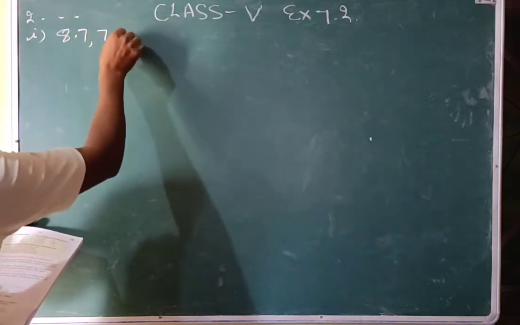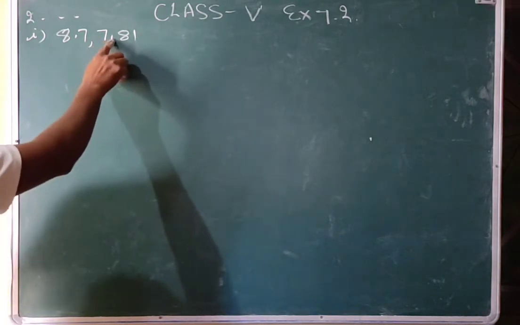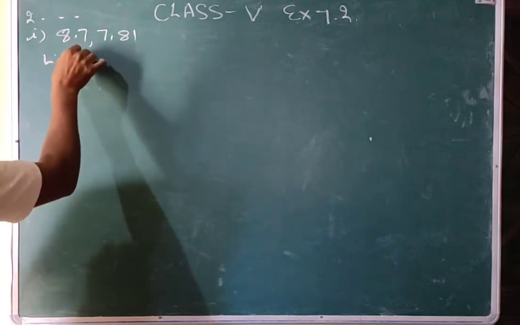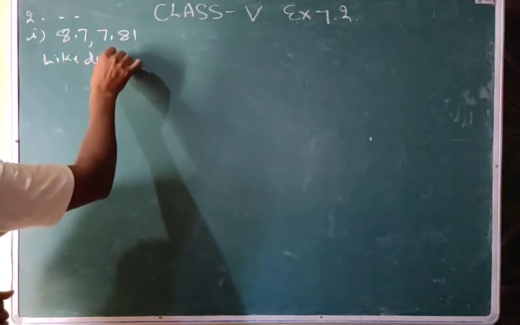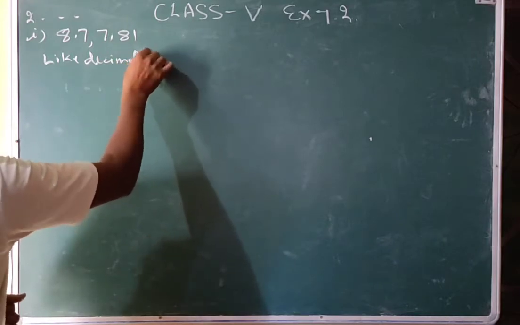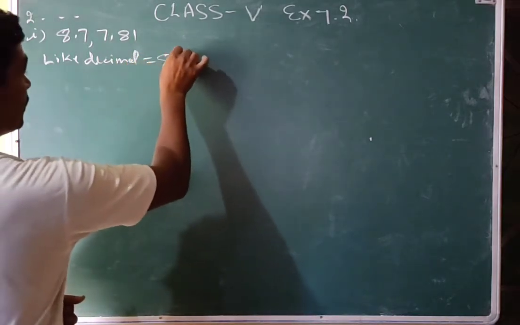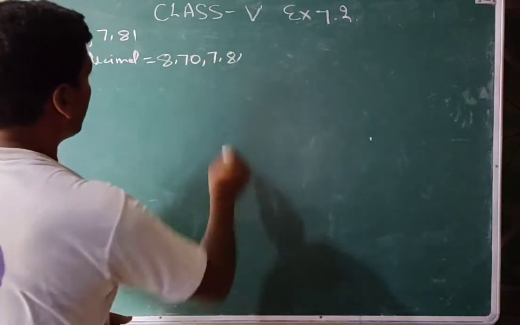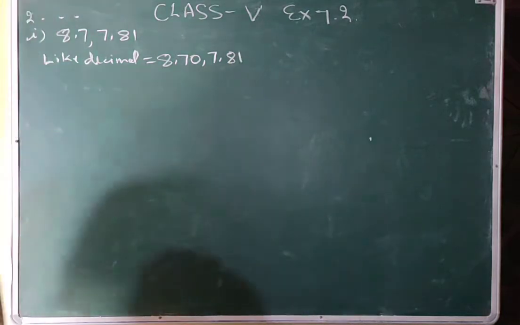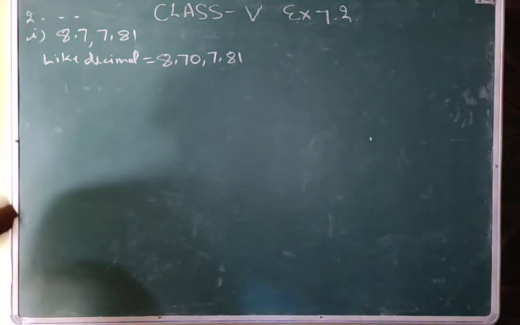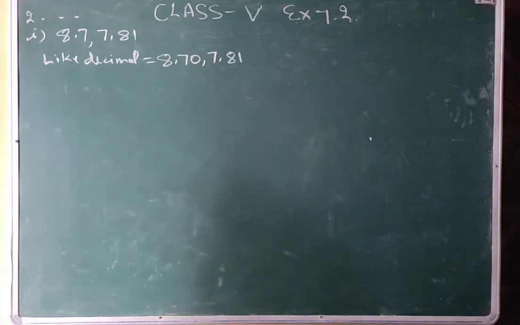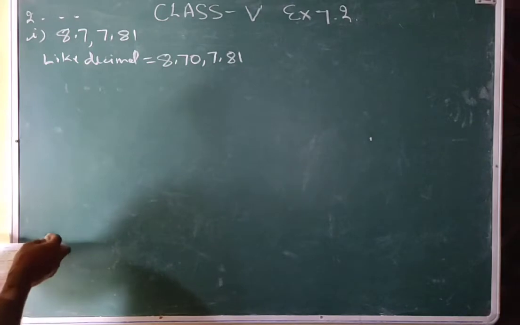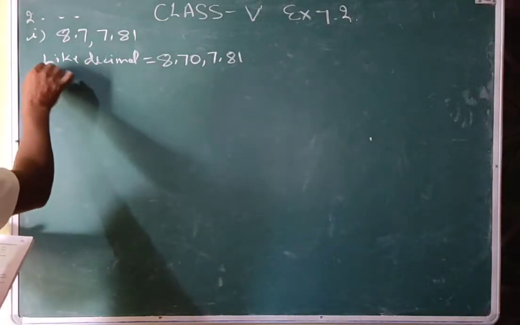7 decimal 81. After the decimal you are looking here at 2 digits, and here there is only 1 digit. So like decimal is equal to, how will you write it, 8 decimal 70 and then 7 decimal 81. This is the like decimal. It means after the decimal, if there are fewer digits, then you will put the 0. Very easy, this one. And then the fourth part, see that directly.